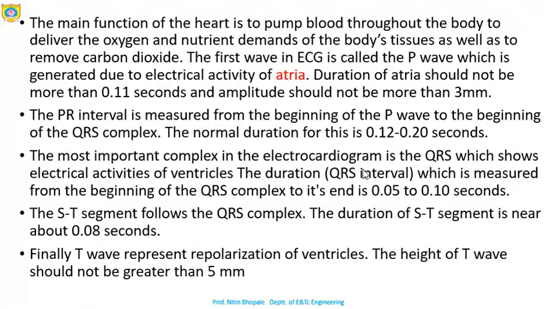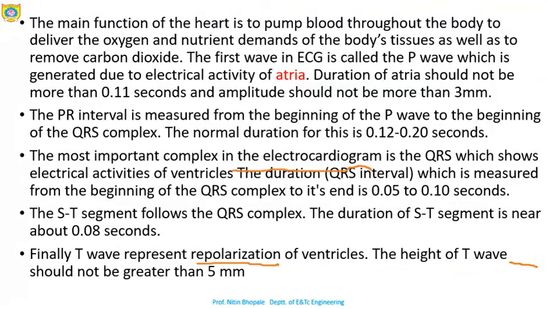The most important complex in the ECG, or electrocardiogram, is the QRS. It shows the electrical activity of the ventricles. The duration is measured from the beginning of the QRS to its end, and it is 0.05 to 0.10 seconds. The ST segment follows the QRS complex, and its duration is approximately 0.08 seconds. Finally, the T wave represents the depolarization of the ventricles. The height of the T wave should not be greater than 5 mm.